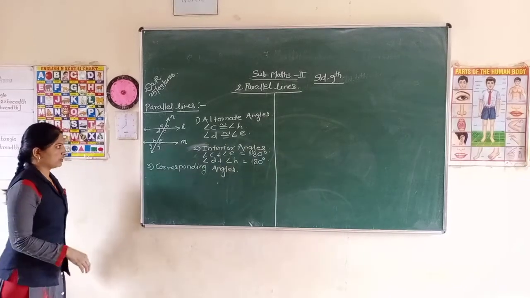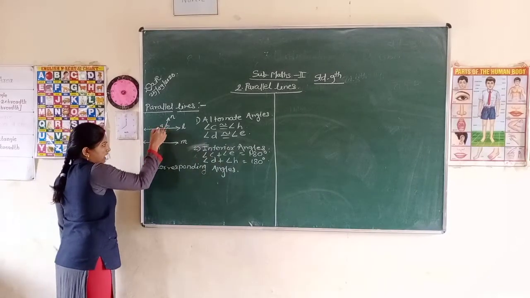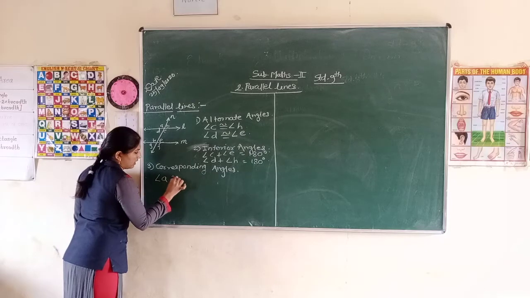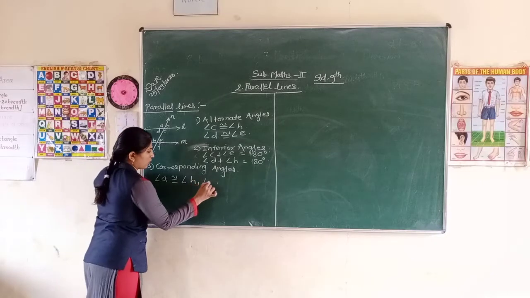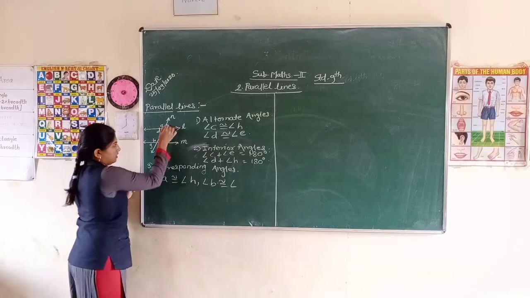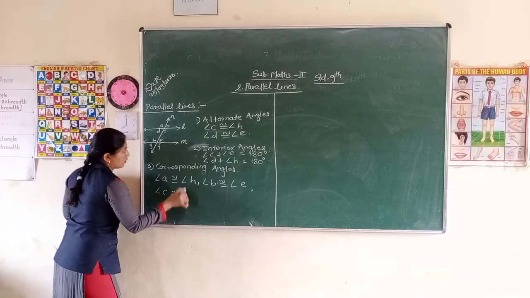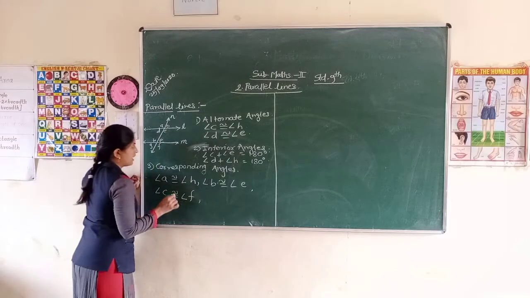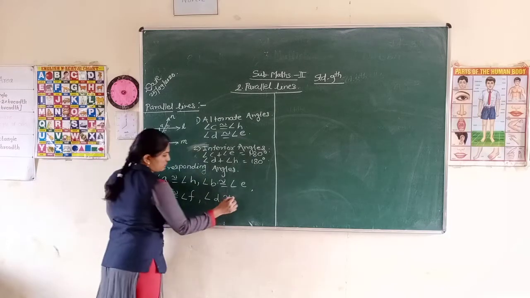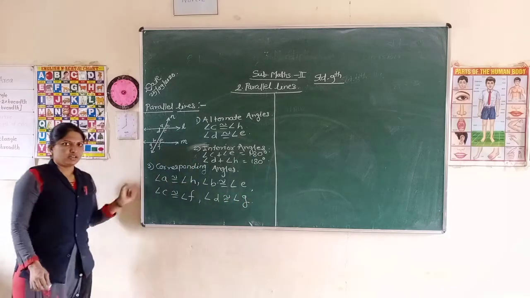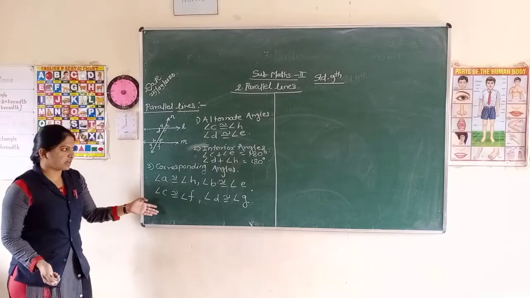4 pairs of corresponding angles are formed by two parallel lines and one transversal. Angle A and angle H. Angle A congruent to angle H. Angle B congruent to angle E. Then angle C congruent to angle F, and angle D congruent to angle G, like this. Okay, this is the basic part you already studied in your previous standard.